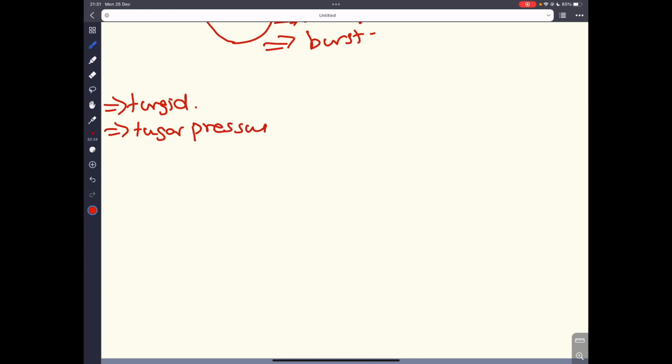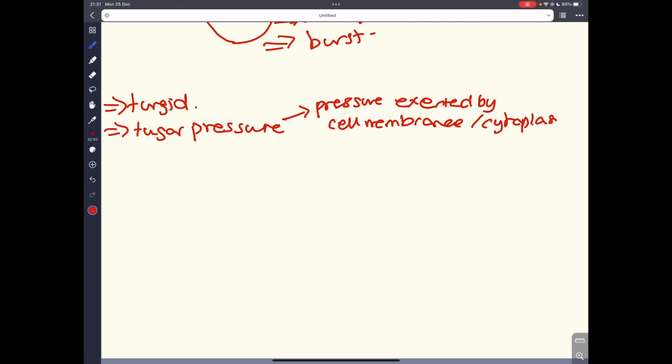Now, turgor pressure is basically the pressure exerted by the cell membrane, or the cytoplasm, against the cell wall. So this happens in a plant cell when you put it inside pure water, right? Now this is something you have to know. You have to use these terms because these are the key to getting full marks in the exam.